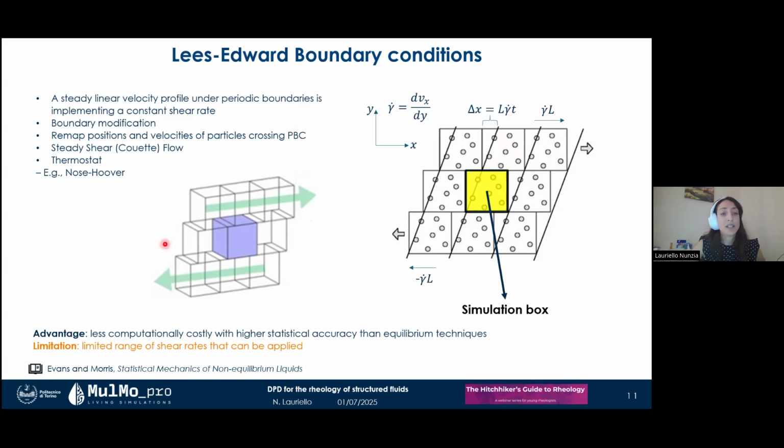The main advantage of this method is that it is less computationally costly, with higher statistical accuracy than equilibrium techniques. But this technique is limited by the fact that there is a limited range of shear rates that can be applied to the system. And in this way, it is not suitable for the simulation of very low shear rates and in the case of zero shear viscosity.